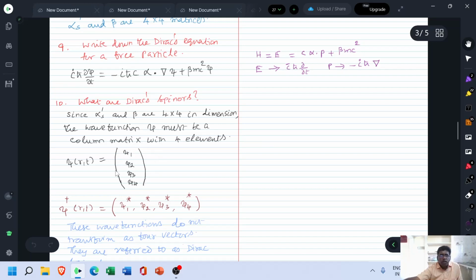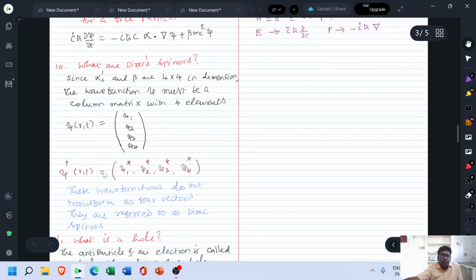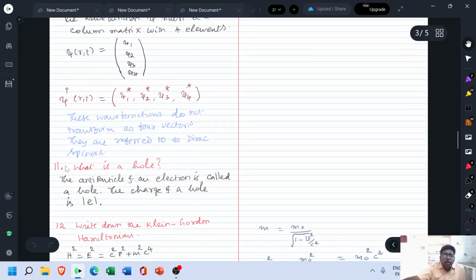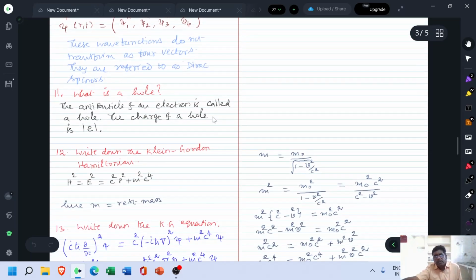Here, row 1, row 2, row 3, row 4. 4 rows are present, but only one column is available here. Then the psi dagger, the conjugate transpose, is psi 1 star, psi 2 star, psi 3 star, psi 4 star. Conjugate transpose is called dagger. These wave functions do not transform as 4 vectors. They are referred to as Dirac spinors.